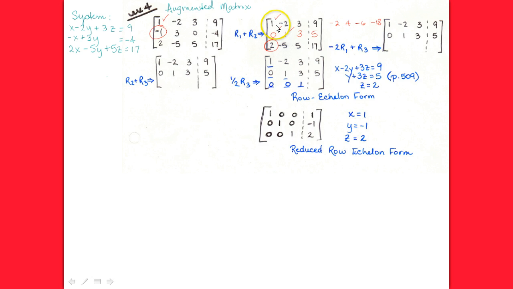So we'll take negative 2 times row number 1. So negative 2 times 1 is negative 2. Negative 2 times negative 2 is 4. Negative 2 times 3 is negative 6. Negative 2 times 9 is negative 18.